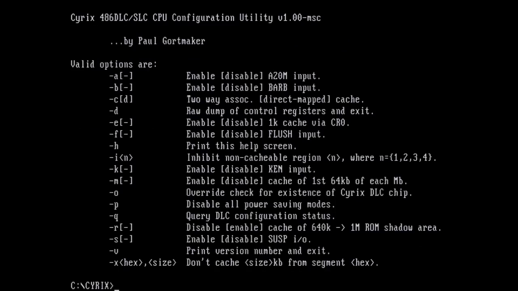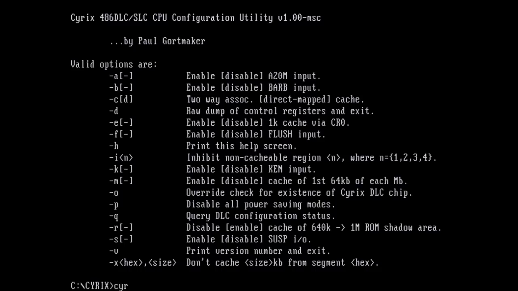We need again this Cyrix tool, and if you check the second option, it's dash B. This is enabling or disabling the barb input. So you have two possibilities to handle the cache, by enabling the barb input or by enabling the flush input. So in this case, on the board, it seems the barb input is by default enabled, and we need to disable it and enable the flush input to have a proper cache handling.